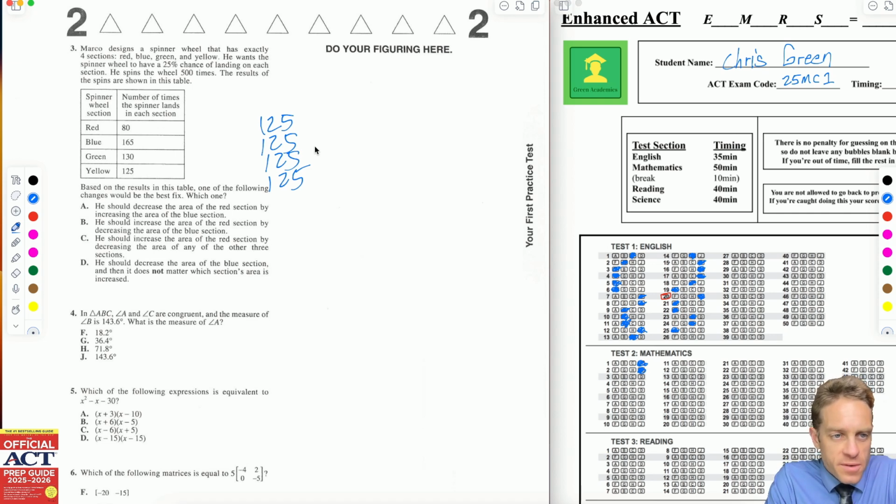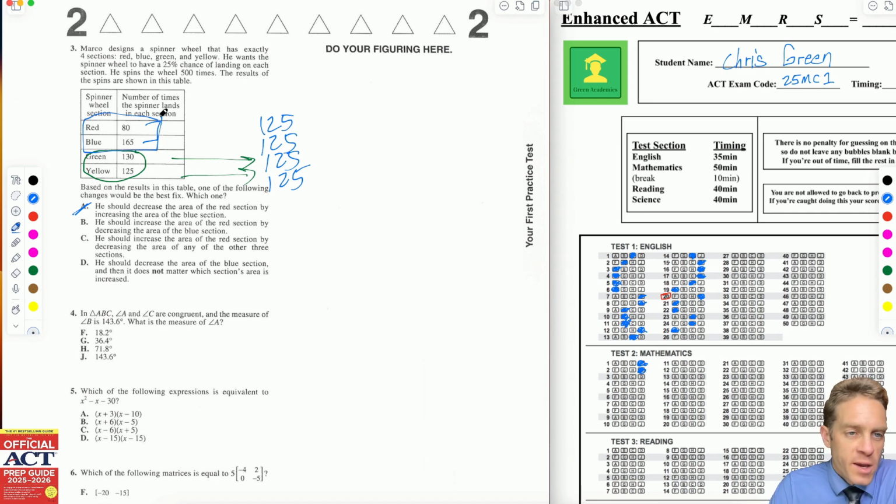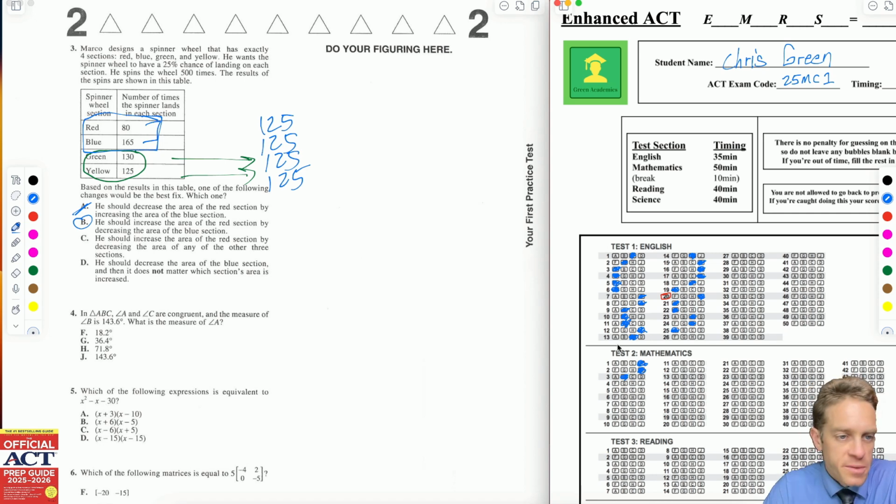Based on the results of this table, which of the following changes would be the best fix? Decrease the area of the red section by increasing the area of the blue section. No, it's the other way around, right? That'd be going in the wrong direction. You should increase the area of the red section by decreasing the area of the blue section. Yeah, I see what they're saying. So they're saying that the 130 and the 125 are very, very close to what's theoretically correct, which is 125. But then these two up here, the red and the blue, are way, way off. So if you made the blue smaller and the red bigger, which is B as in boy, it would even it out to equal distribution.